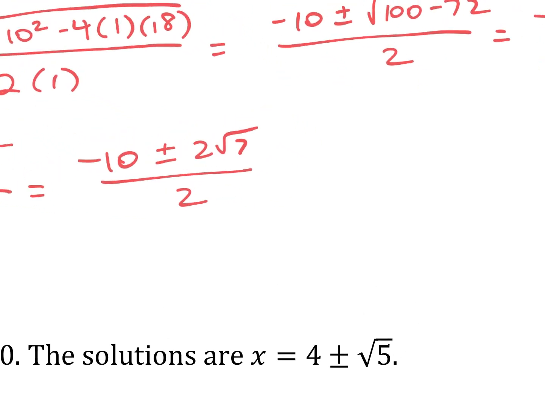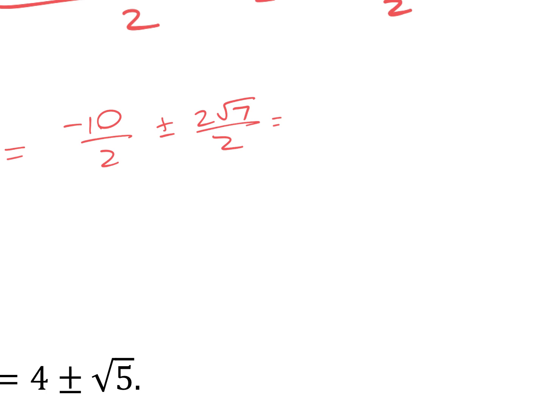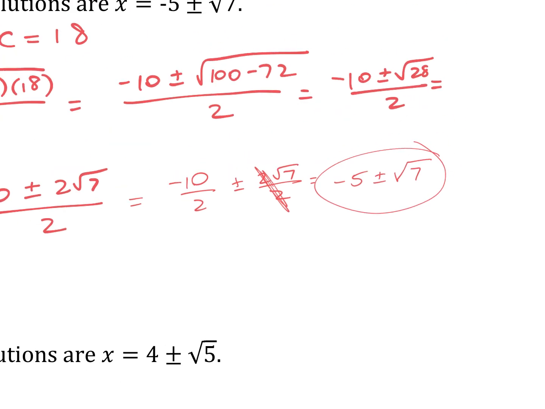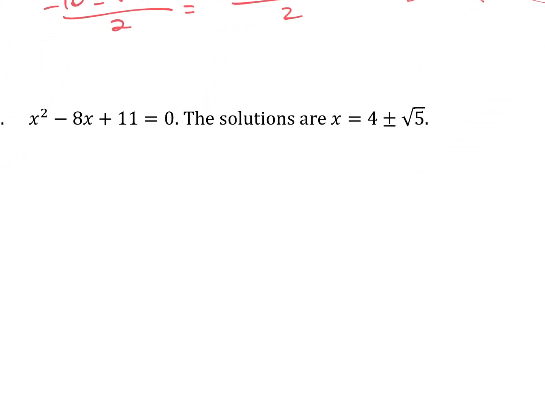Now, if I were to separate this into two fractions, it would look like this: negative 10 over 2 plus or minus 2 root 7 over 2. And that allows me to see the simplification a little bit easier. Negative 10 over 2 is negative 5. And then these cancel out, so I'm just left with the square root of 7. So here I can see it matches the negative 5 plus or minus root 7. Let's take a look at number 4.